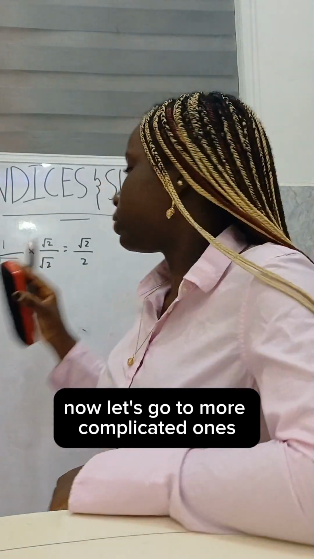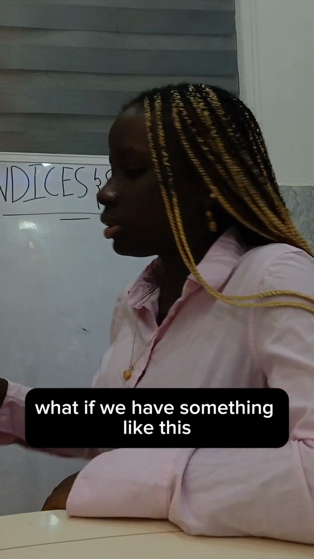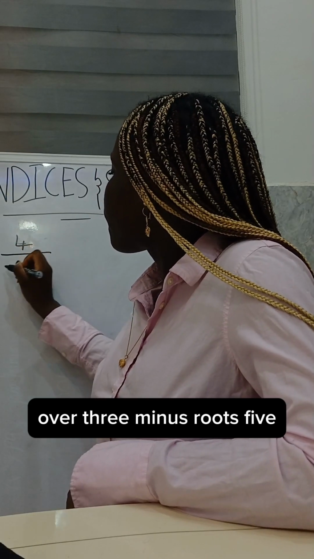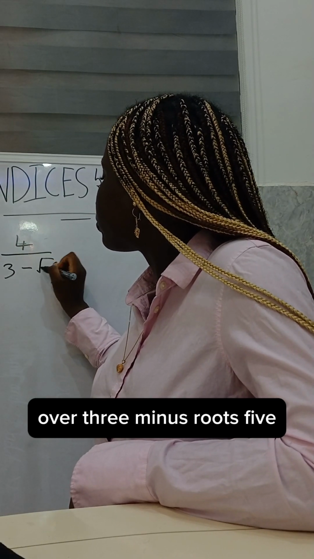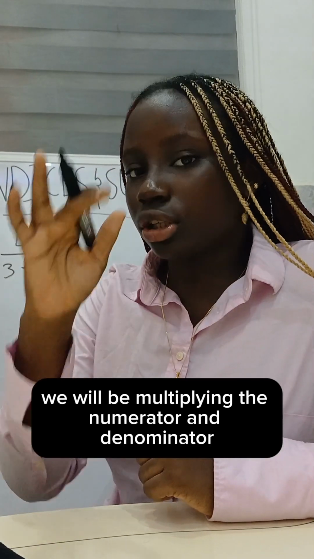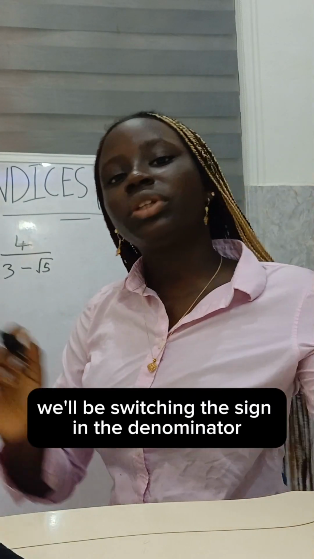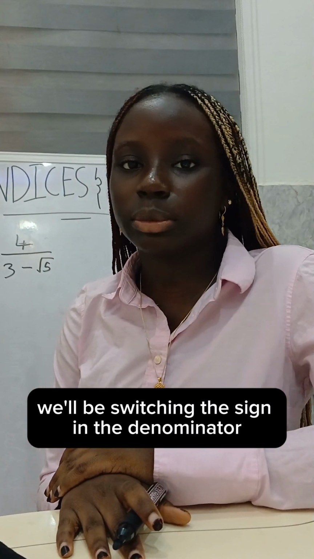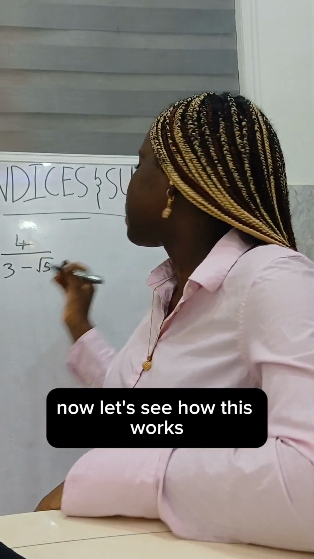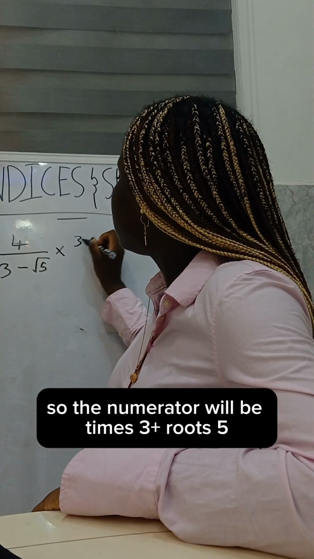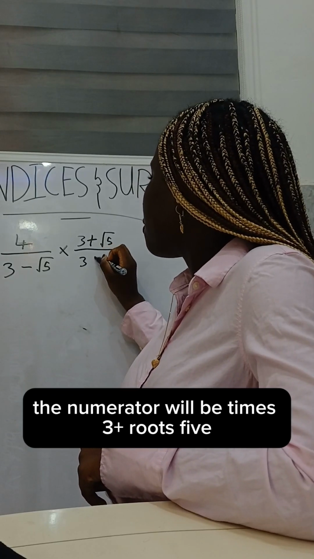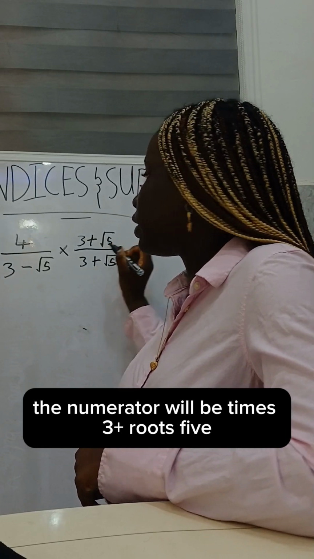So these are simple surds. Now let's go to more complicated ones. What if we have something like this? 4 all over 3 minus root 5. Now, in this case, we won't be multiplying the numerator and the denominator by this. Instead, we'll be switching the sign in the denominator and multiplying both numerator and denominator by that. Now, let's see how this works. So, the numerator will be times 3 plus root 5. The denominator will be times 3 plus root 5.